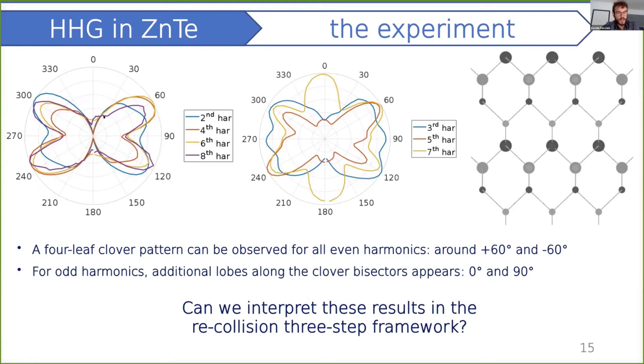We can observe a clear four-leaf clover pattern in all the even harmonics, with lobes which are directed along the plus 60 and minus 60 degrees directions. For all the harmonics, instead, additional lobes appear at 0 and 90 degrees. So coming from a background of HHG in gaseous targets, we try to give a very simple, very naive description of these results in the recollision three-step framework.